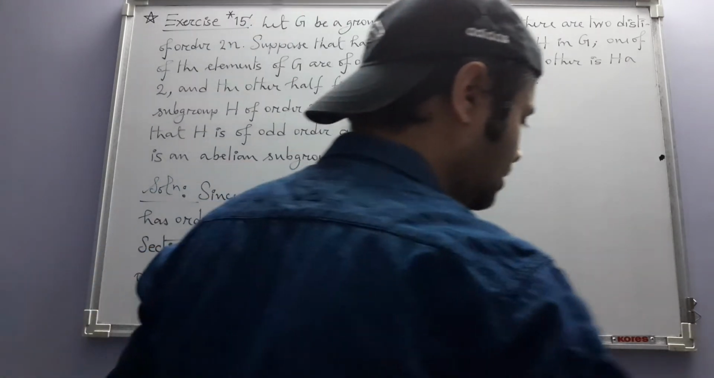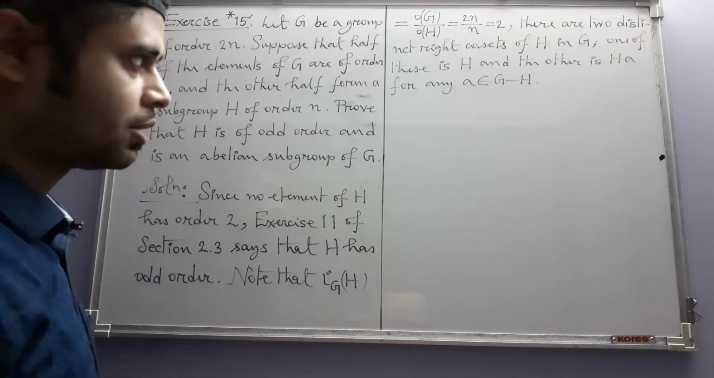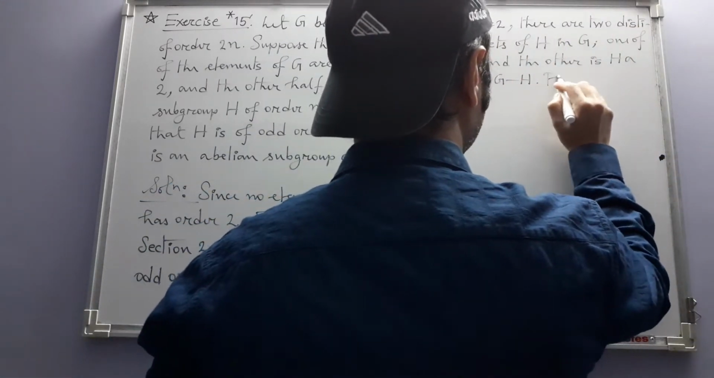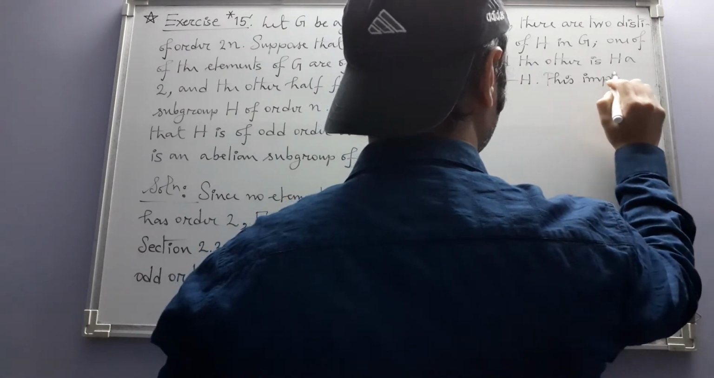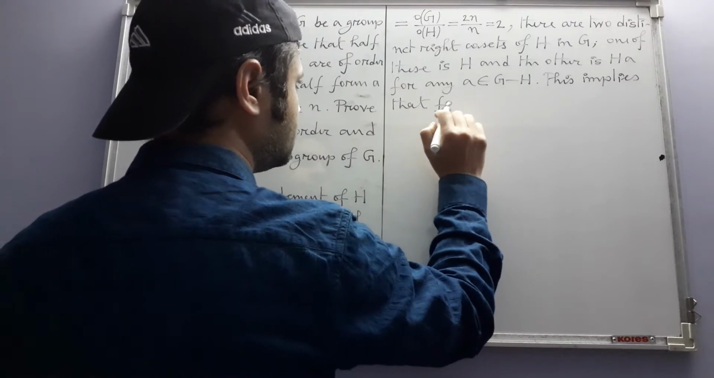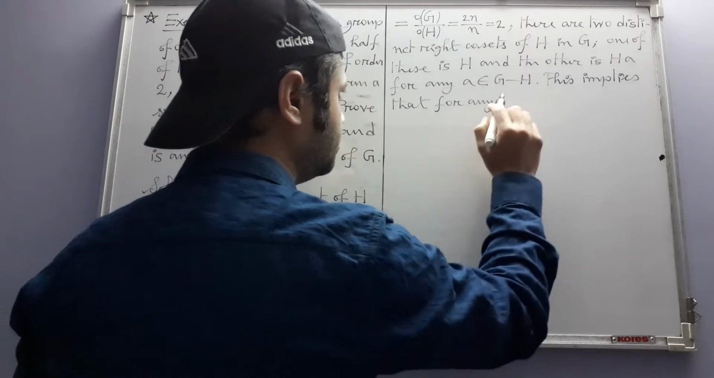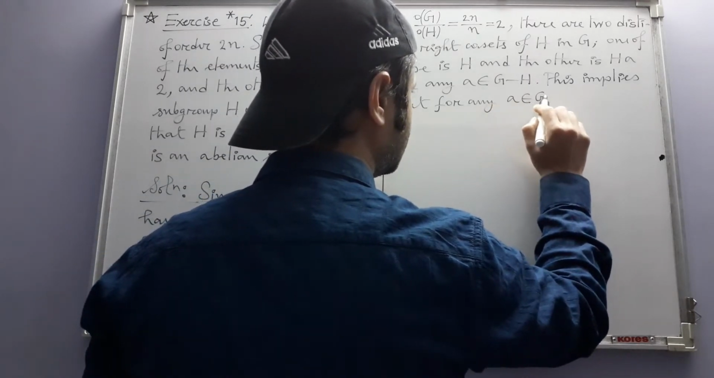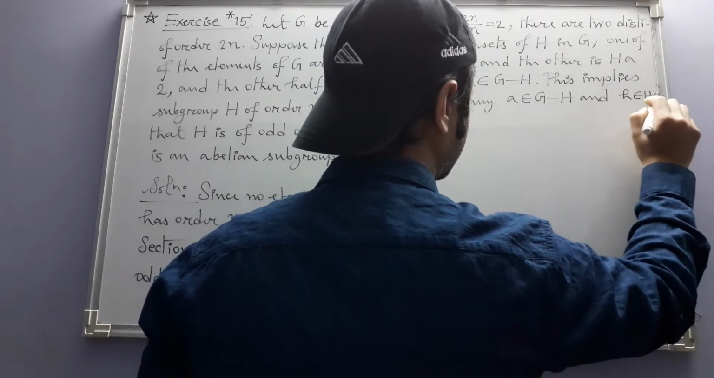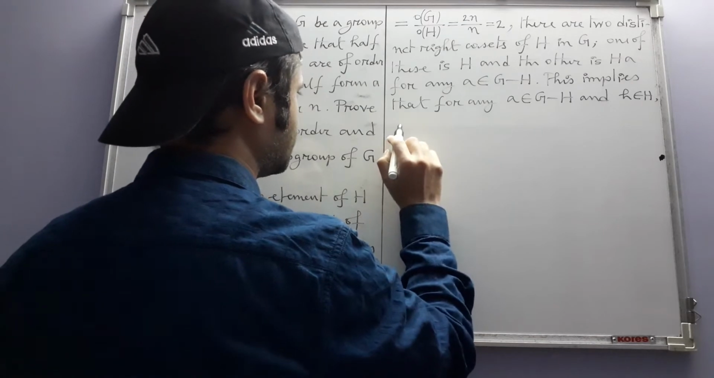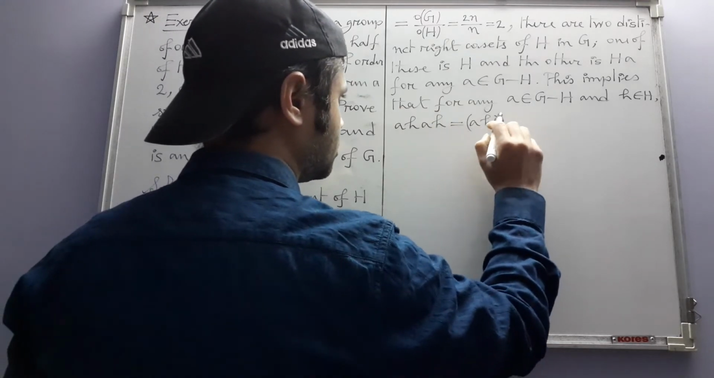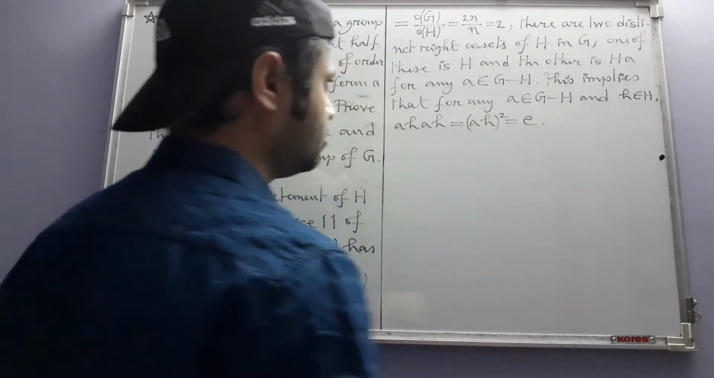Okay, now what is the consequence of this fact that will be useful for us? Let us see. This implies that for any a belonging to G minus H and h belonging to H, we have this: (ah)(ah), which is (ah) square, equal to e.